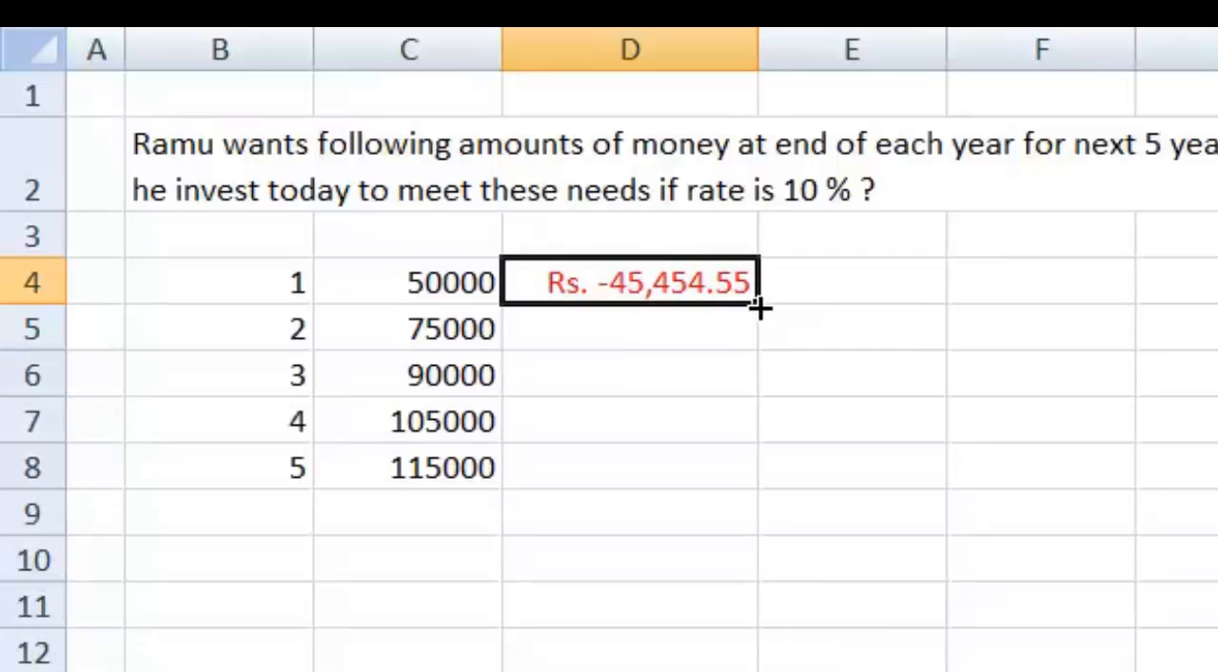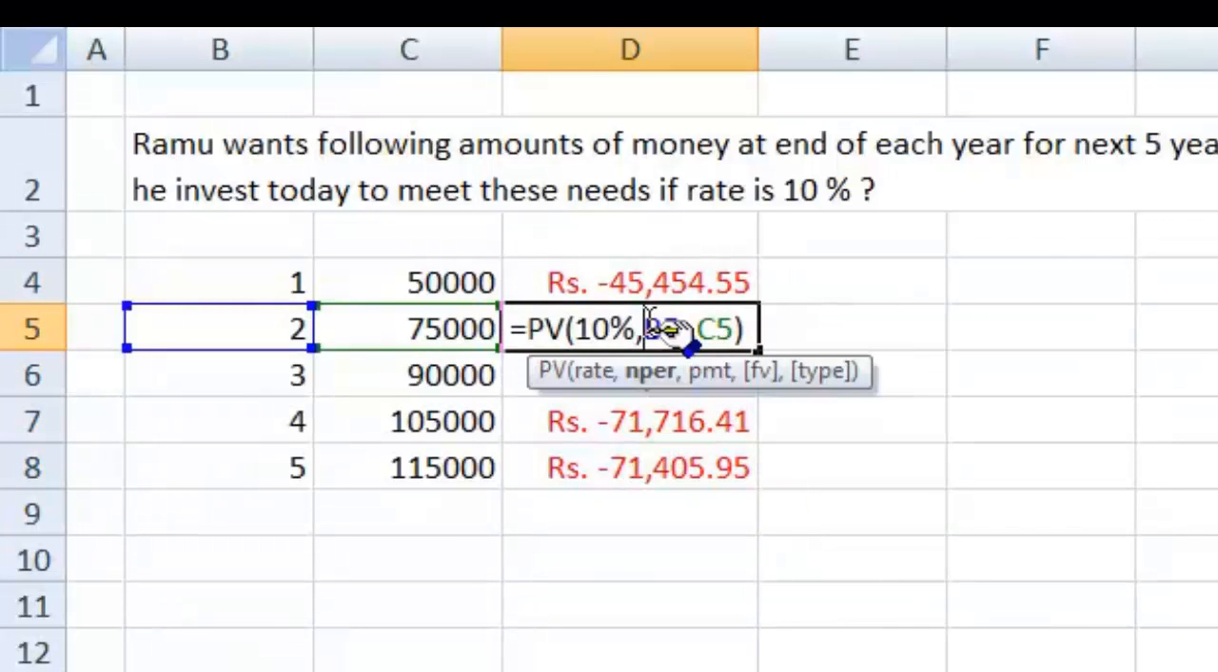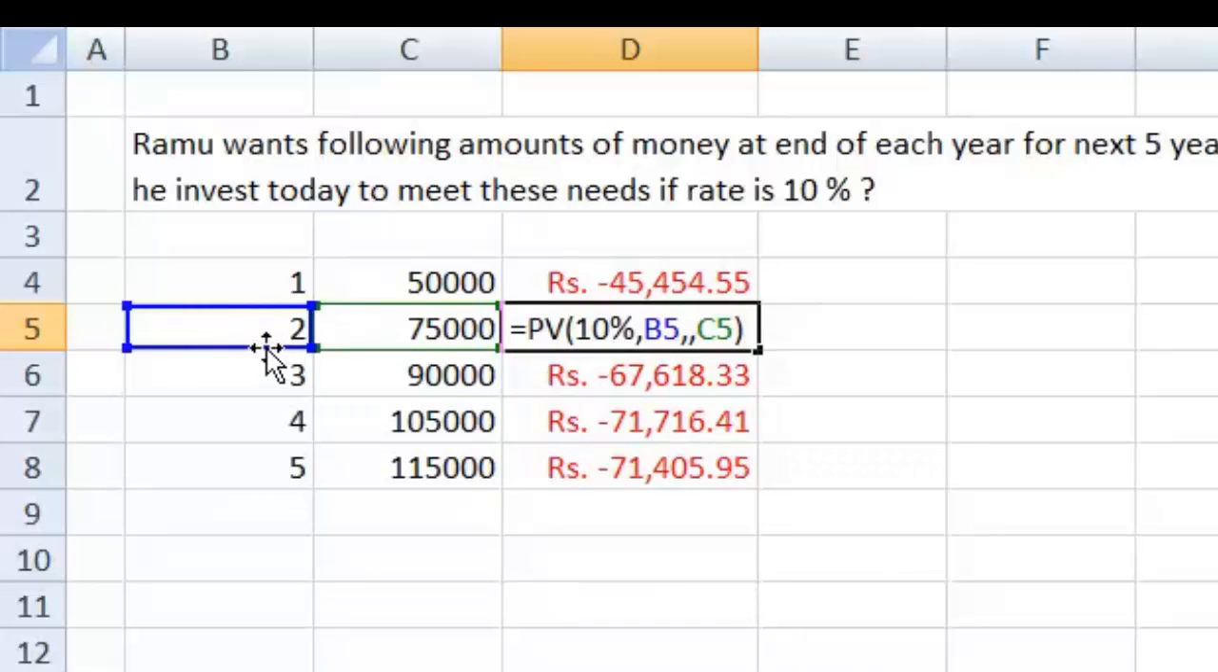So 45,454 rupees is required, which can become 50,000 in the next 1 year. Now when we drag it, we will have resultant figures for all the amounts. For example, if you see here, the NPER is being taken from B5, so I need a future value after 2 years with an amount of 75,000.